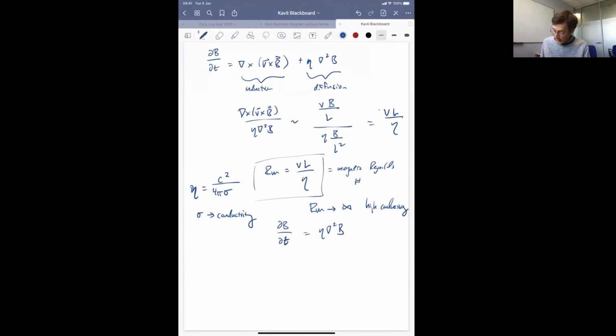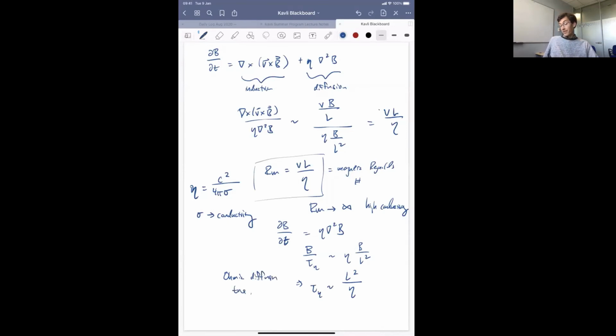And so the field just decays away on some characteristic time, which we can figure out, which is L squared over eta. That's called the ohmic diffusion time, or the magnetic diffusion time.